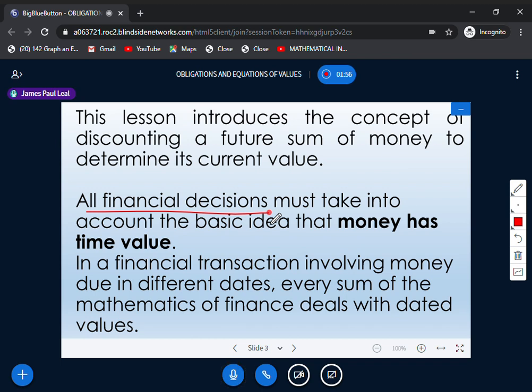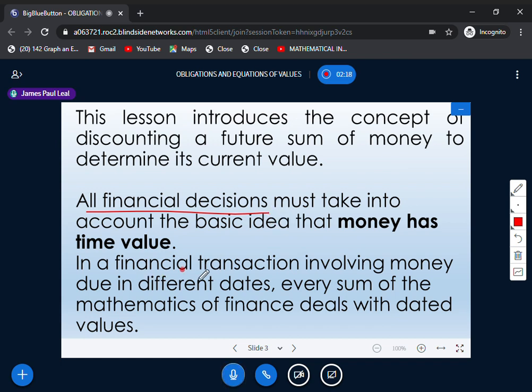In other words, I'll give you a counter example. Say, for example, that you will be receiving 1 million today, and it's not the same as receiving 1 million 1 year ago, 2 years ago, or 3 years ago. So it's not the same. The time is important.